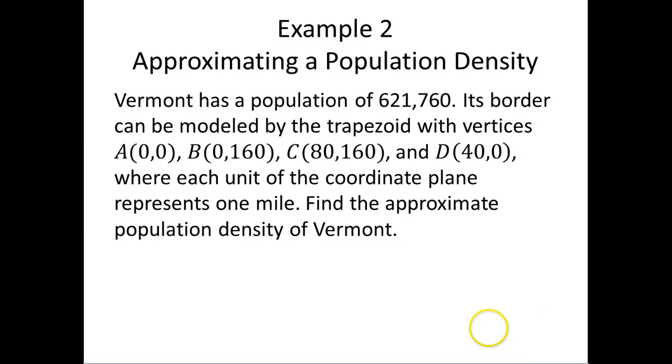So what we're going to do in this example is approximate the population density of Vermont. They're giving us that Vermont has a population of 621,760 people, and its border can be modeled by a trapezoid with these points as the vertices. Each unit of the coordinate plane represents 1 mile, and we're going to find the approximate population density of Vermont.